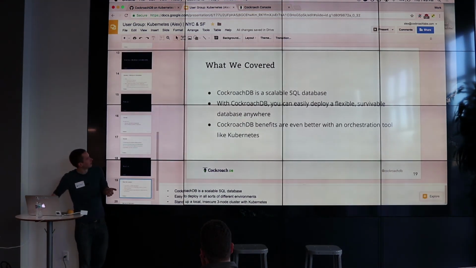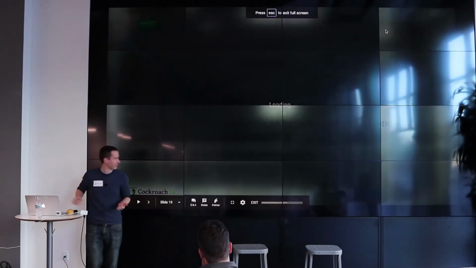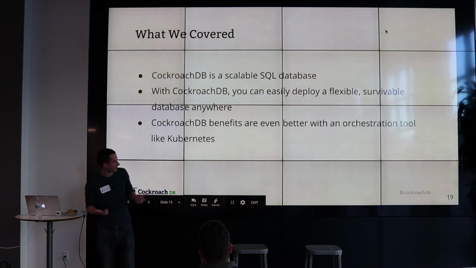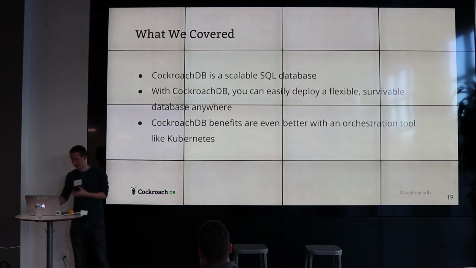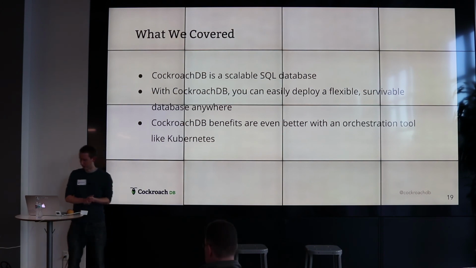CockroachDB is a very scalable database, as you are aware at this point. You can run it easily in Kubernetes, as well as other environments, obviously. And it works really well in these orchestration tools. Kubernetes is doing a lot for you to make it easy to check out the logs, to keep it up and running when things fail.